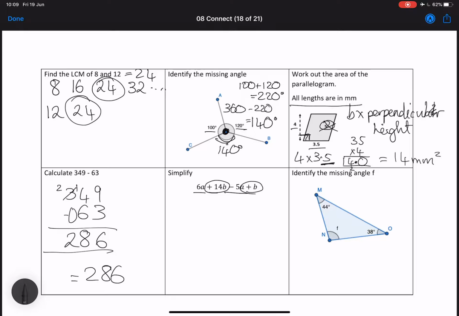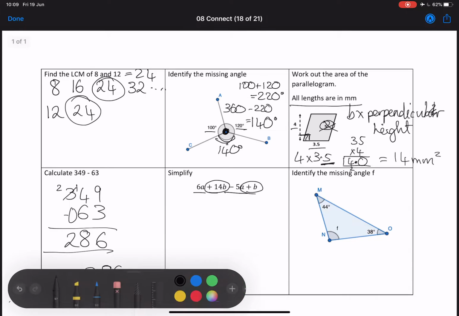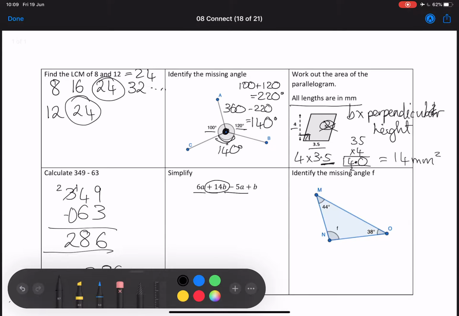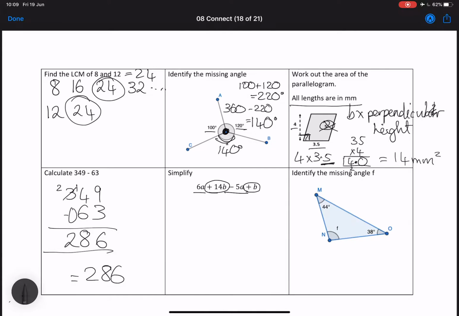Collecting like terms, I need to go along my row and underline things that are the same and circle things that are the same. Notice how when I do this, I always circle including the sign to the left and underline including the sign to the left. So then I do 6a minus 5a. Well, that would leave me with 1a, but we don't write the 1, so we just say a. 14b plus 1b would give me positive 15b.